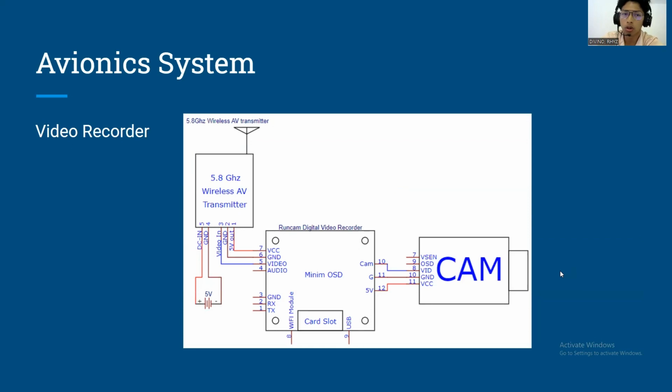This is the video recording system schematic diagram. From the camera, the video signal is sent to the digital video recorder and saved to the SD card. Then the video signal is directed to the video transmitter and sent to the ground station to be viewed.